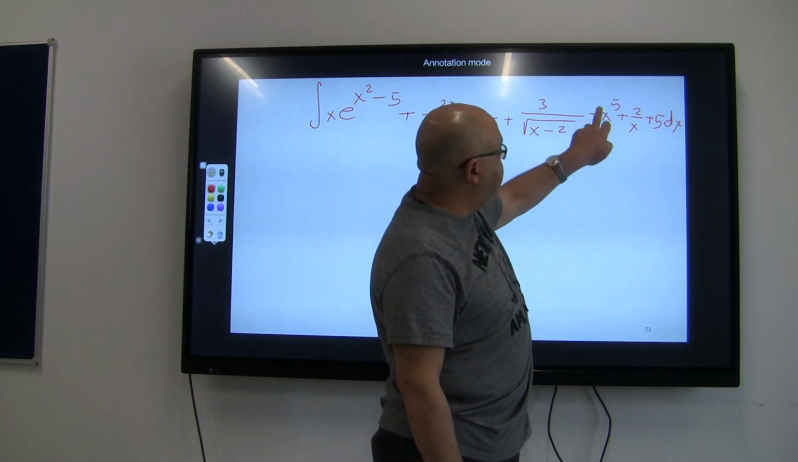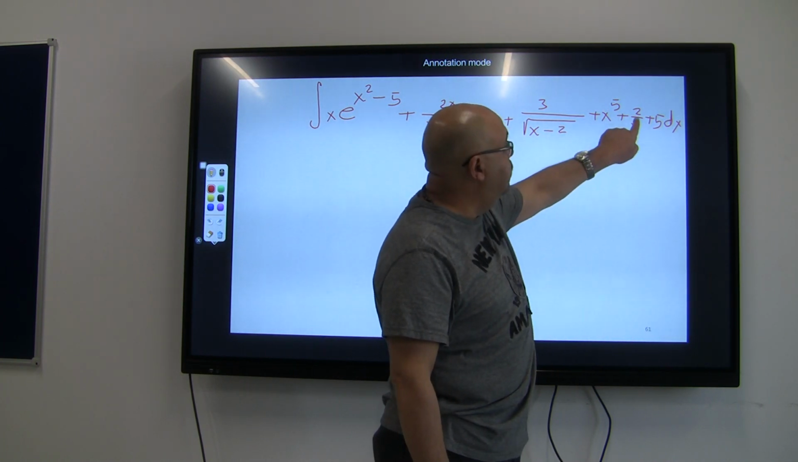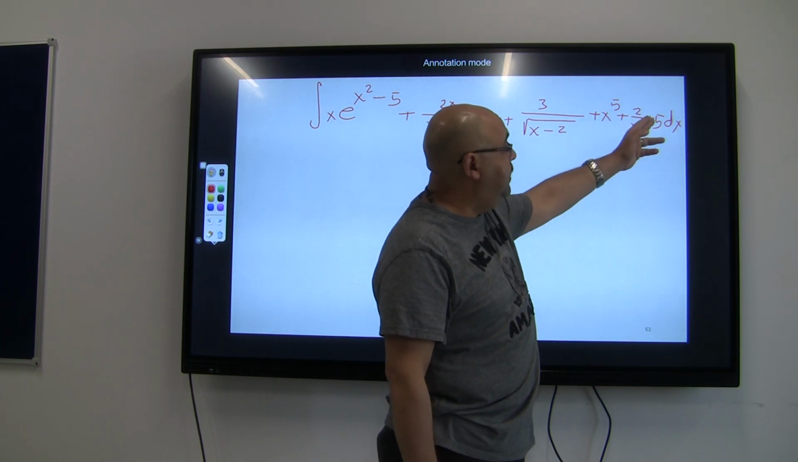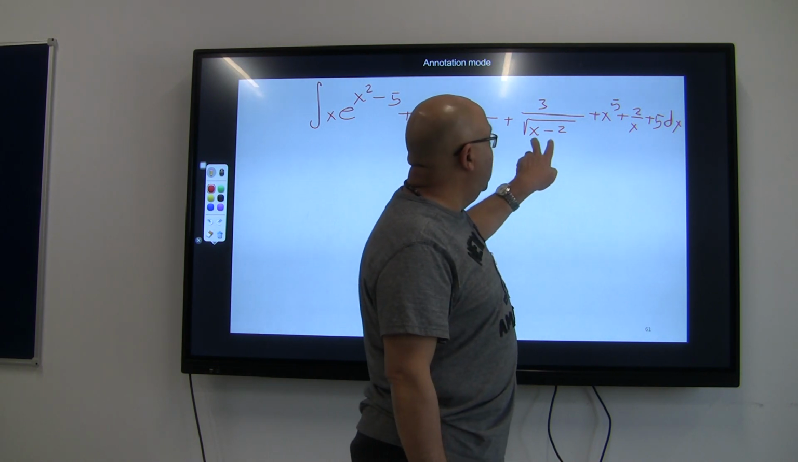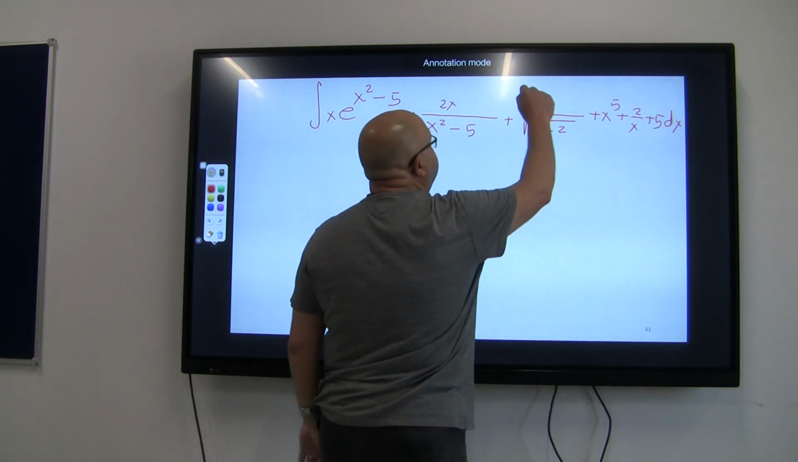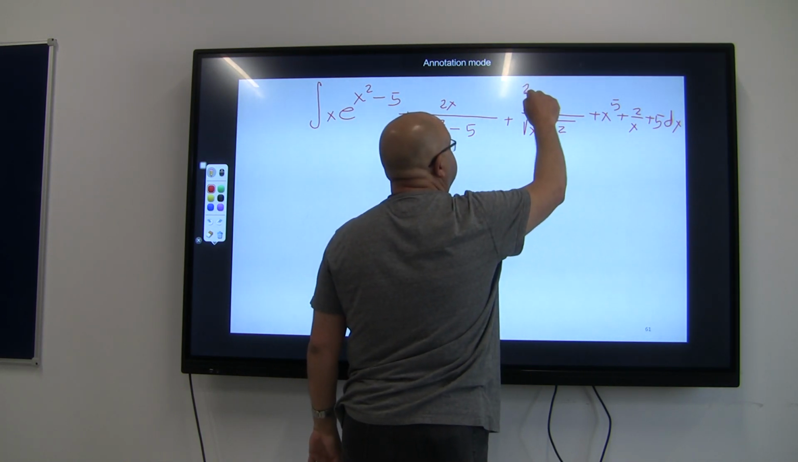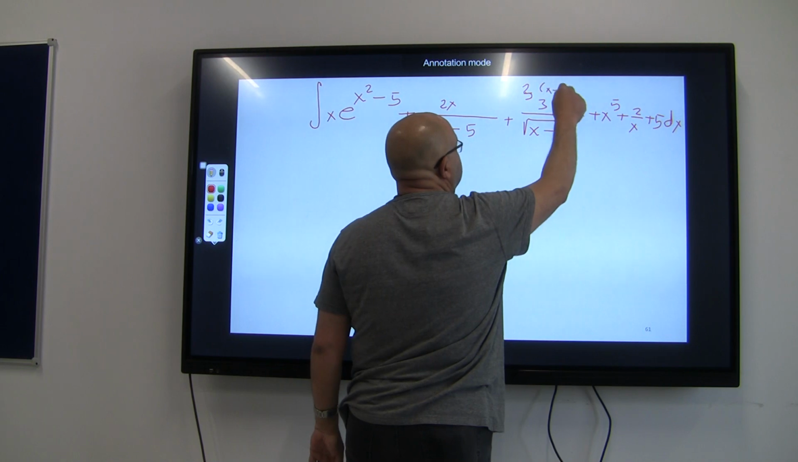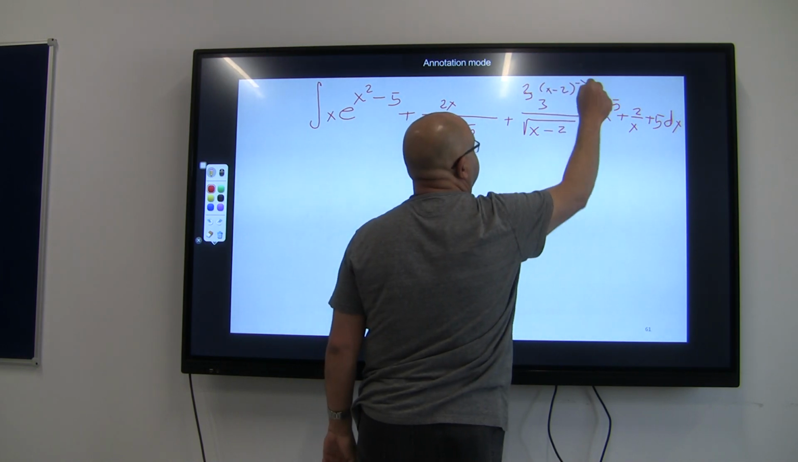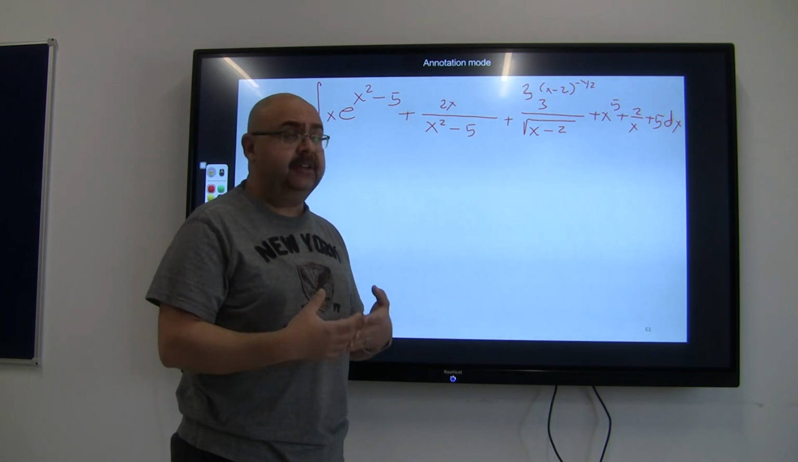This is x to the power of 6 over 6. This is going to be 2 ln x, as I told you. There is no power on the denominator. This is going to be simply 5x. Oh, this one needs to be adjusted a little bit. I'm going to let it be 3 times x minus 2 to the power of negative half. And this way I can apply the bracket to a power.